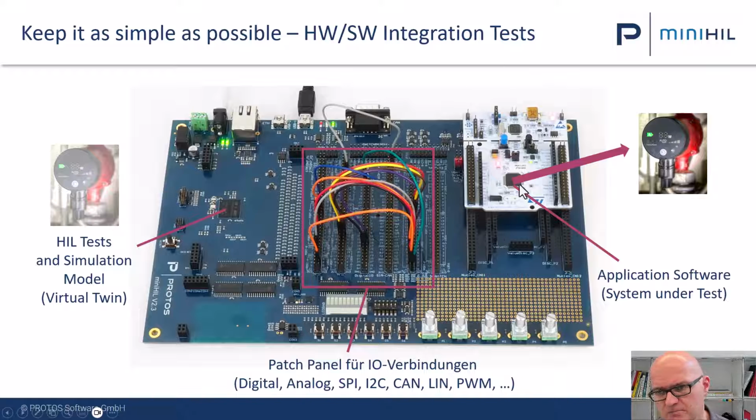We plug the microcontroller with the evaluation board on our mini-hill board. If there is no board that fits, we can put it next to the mini-hill board and wire it with those cables, or we create a little adapter board, a passive adapter board for your chip. Then we connect the pins of the microcontroller over this patch panel with the test system, with the IOs. So typical signals are digital, analog, SPI, so all the low-level bus systems, I2C, CAN, LIN, of course PWM for the motor controls, and so on and so on.